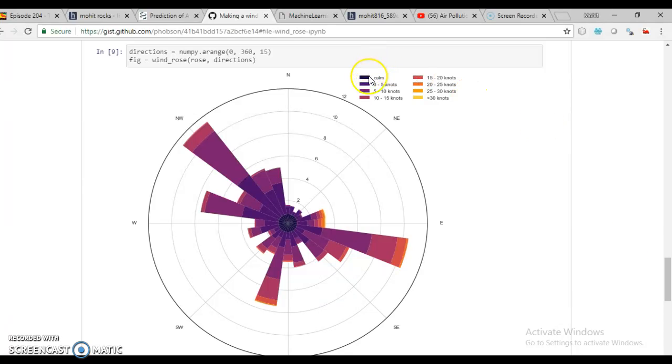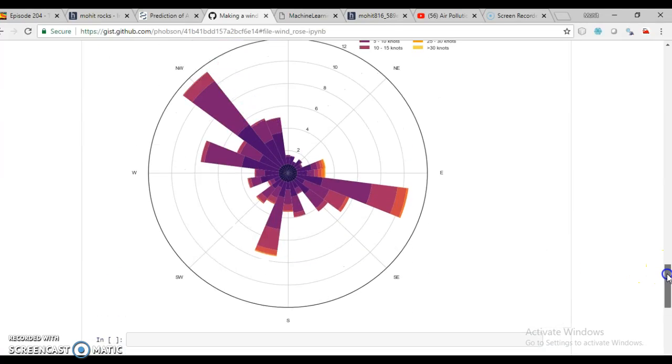I have already assigned names to the matrices of some of the lines that you can see, like 15 to 20 knots resembling the red line, or 20 to 25 knots resembling the orange line. So you can have a look at this and get a glimpse in your mind of what is actually happening at the atmospheric level.